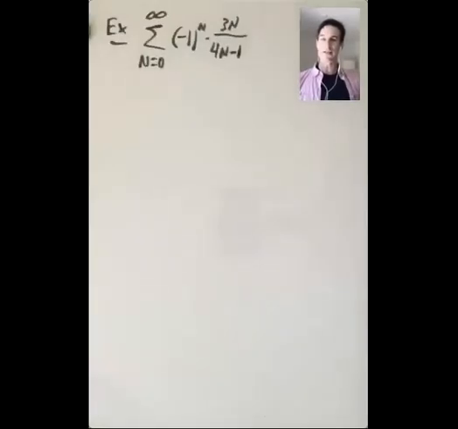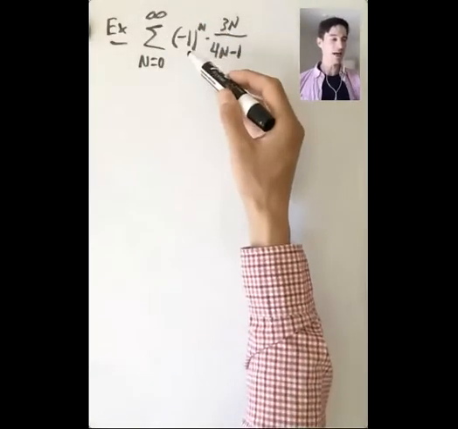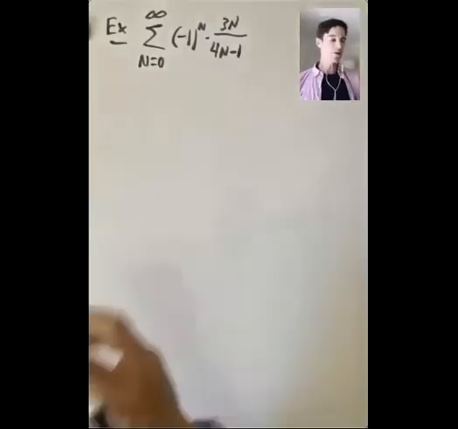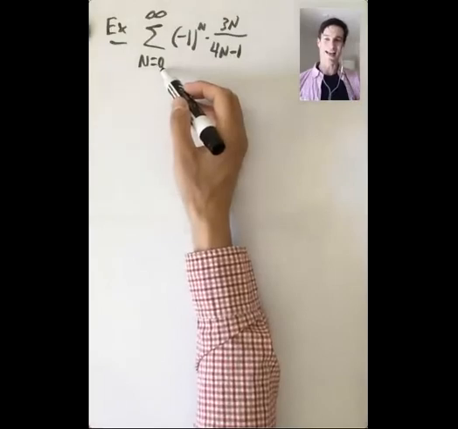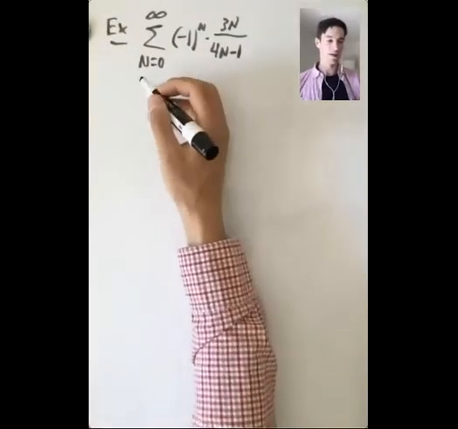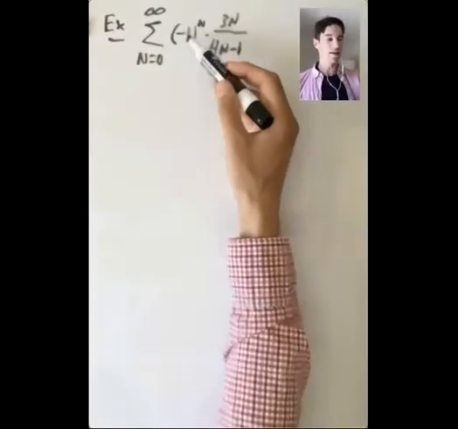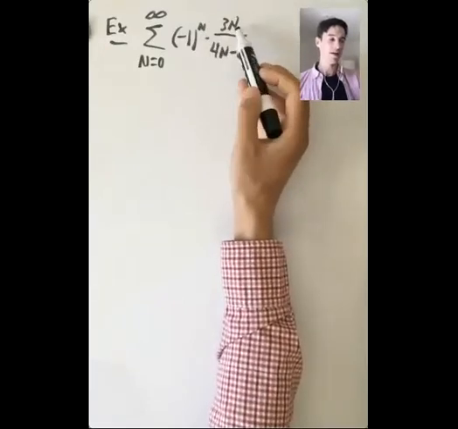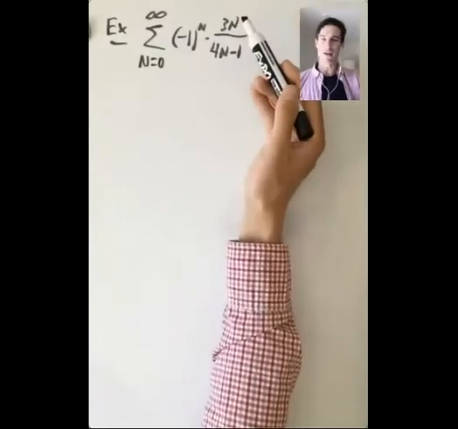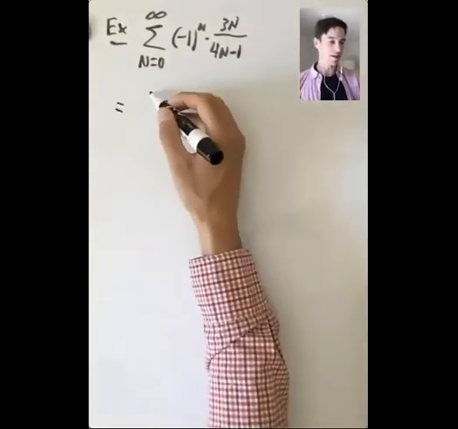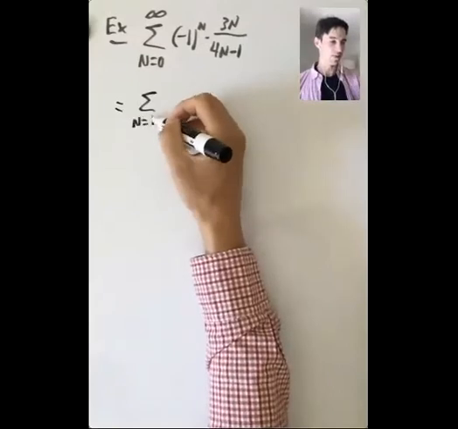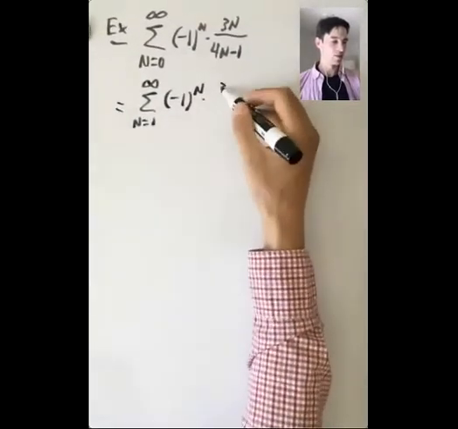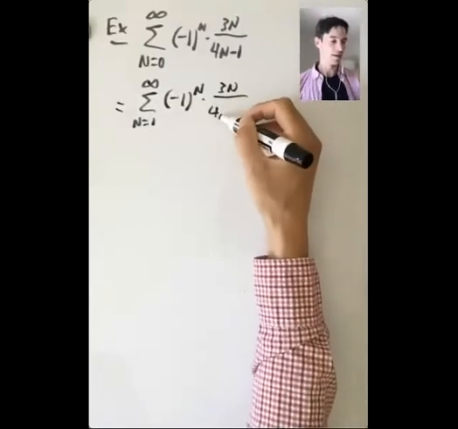Let's look at our next series, the sum from n equals 0 to infinity of minus 1 to the n times 3n over 4n minus 1. And let me point out the first thing. This starts at n equals 0 instead of n equals 1. But when you put in n equals 0, what do you get? Minus 1 to the 0 is 1, times 3 times 0 over 4 times 0 minus 1. The 3 times 0 gives you 0 here. So this is the same thing as a sum from n equals 1 to infinity of minus 1 to the n times 3n over 4n minus 1.